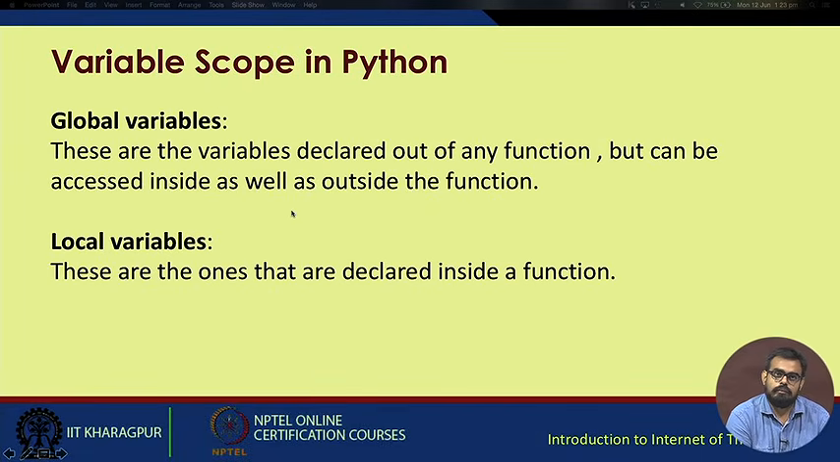So there are two types of variable scopes. One is the global variable. Those variables are accessible all across your code, and these variables can be accessed outside as well as inside a function. And local variables, these are the ones which are only declared inside a function and cannot be accessed from outside.